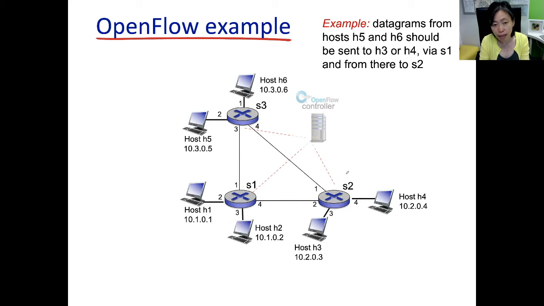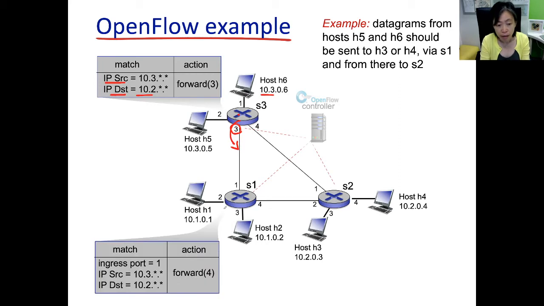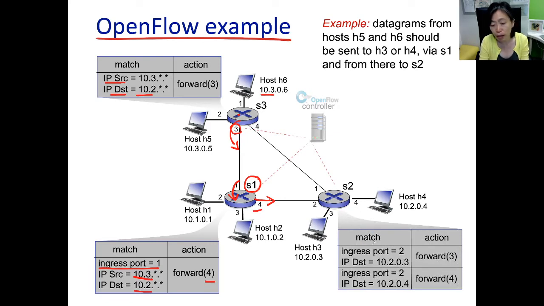And these entries will look like this. Inside S3, the flow entry will look like this. Source being from 10.3, destination being to 10.2. That's for the packet on interface 3 here. Now the entry in S1, this router at the bottom, will look like this. If the ingress port is 1, so this is the incoming port number being 1, source 10.3, destination 10.2, that's forwarded down this interface 4. And then we manually configure the S2 flow entry looking like this. Ingress port being 2. So the packet is definitely coming in from here.